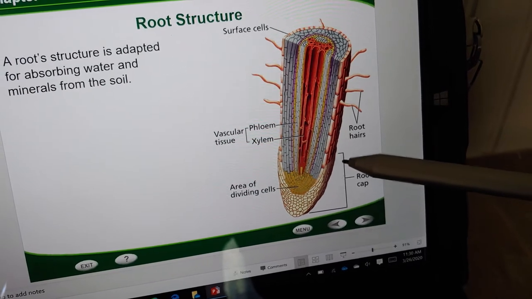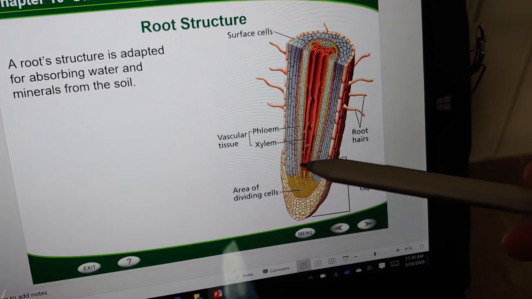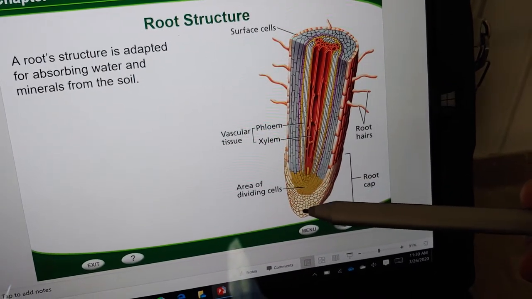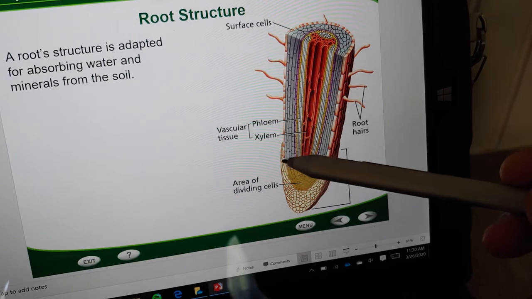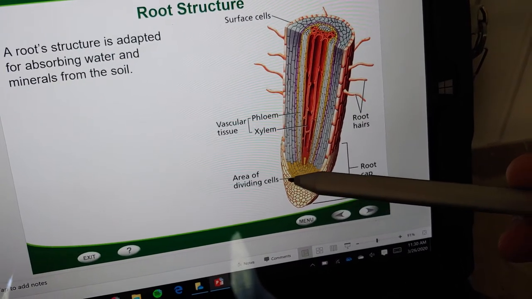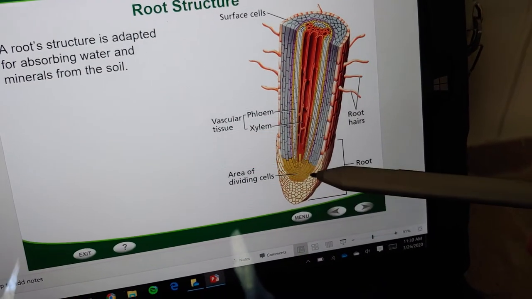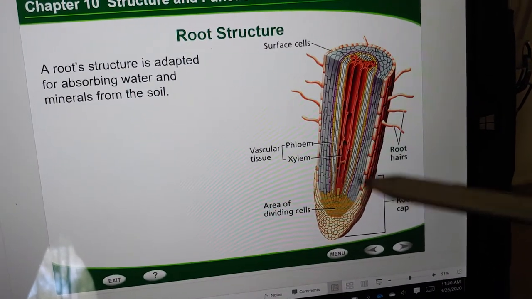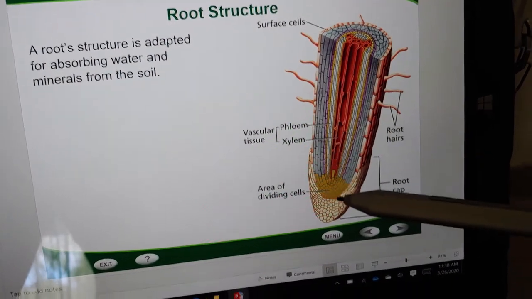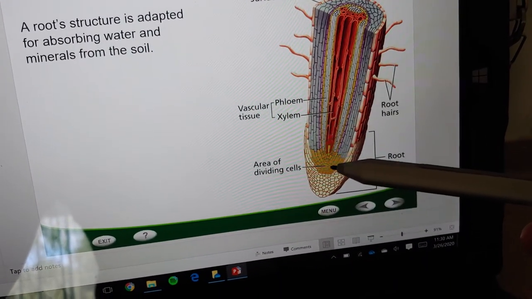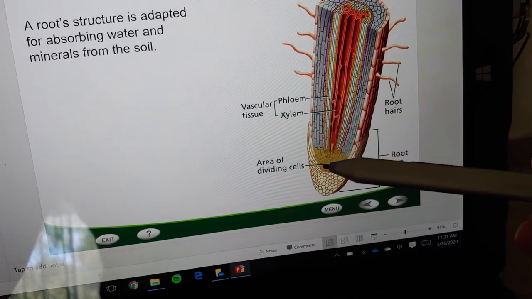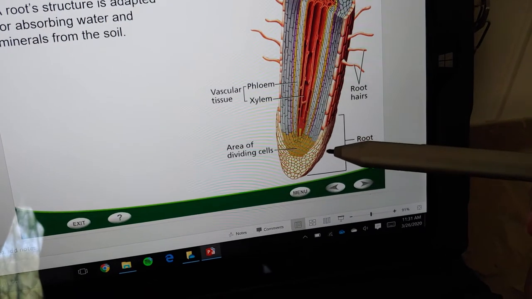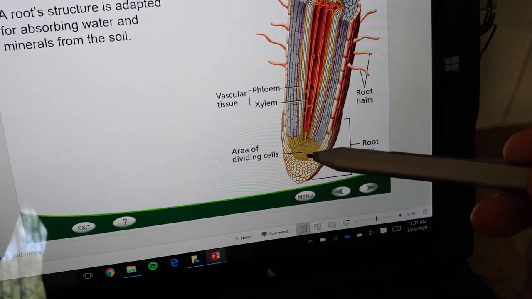Now, your book has a diagram like this. This is not the root cap, not this part. They're trying to show you that this, where I'm pointing with my pen, this part right here, it's kind of like the light yellow part. So the root cap is very thick and it kind of extends to the sides, okay? Now, when the plant grows and the root gets longer, this part actually doesn't grow. You have this, it's simply called the area of dividing cells. This is where the root continues to grow. If you were to cut this tip, the root would stop growing until it made more dividing cells.